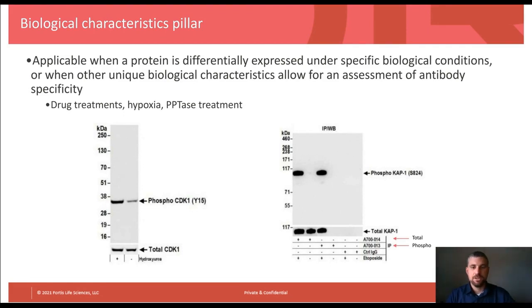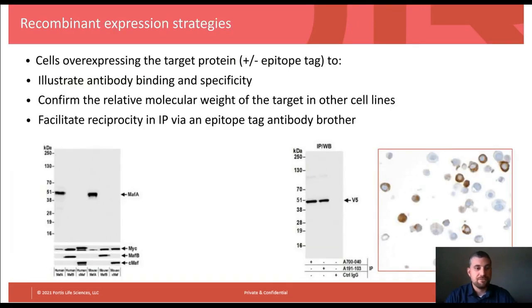And this, again, being able to manipulate and use this biology to create the presence or absence of signal in a Western blot allows us to fulfill the biological characteristics pillar. The fifth pillar is what we would describe as the recombinant expression strategy. This one's a little bit unique in that it doesn't stand alone particularly well, but it can have a very solid additive effect to the validation strategy for any given target.